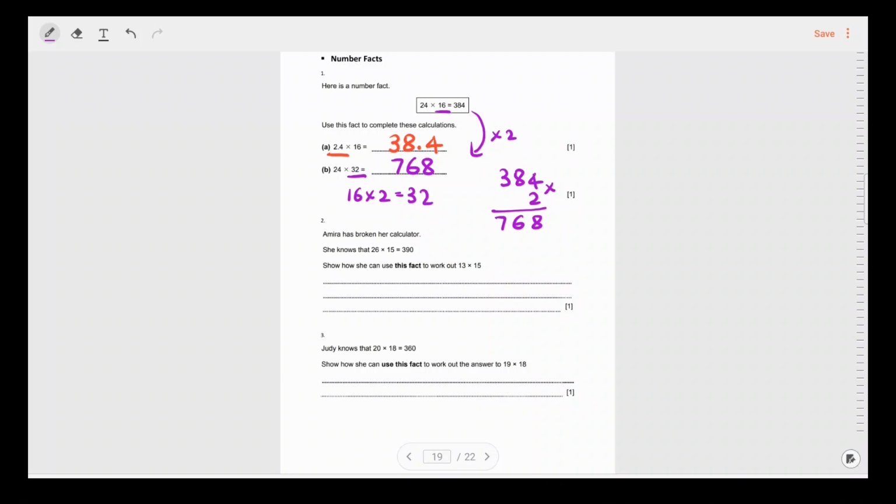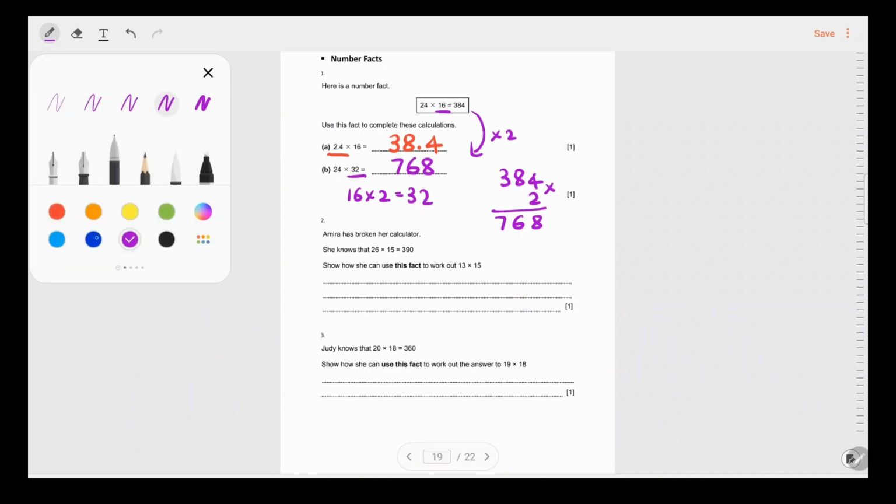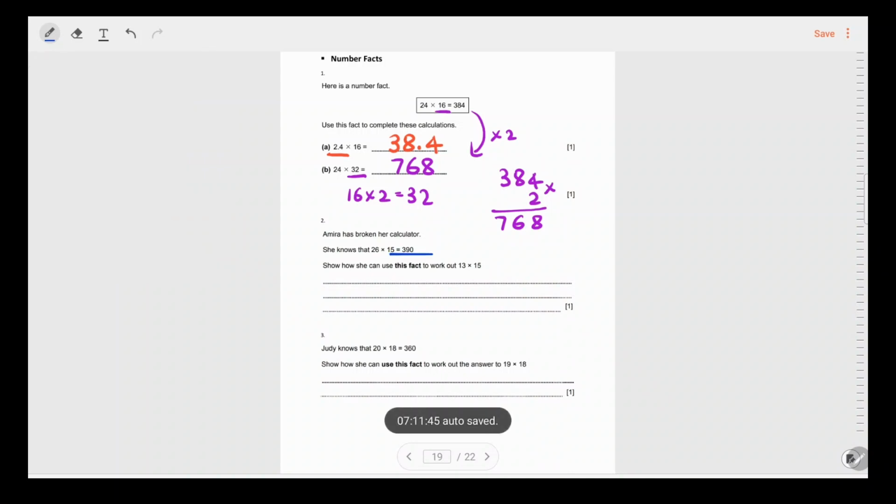So question 2 and 3 is also pretty similar to this. Question 2, we have the number fact. 26 times 15 is 390. And here instead of 26, we have 13. So in this case, it is actually divided by 2. So opposite to this, multiplied by 2, which means that we need to divide our answer by 2 as well.